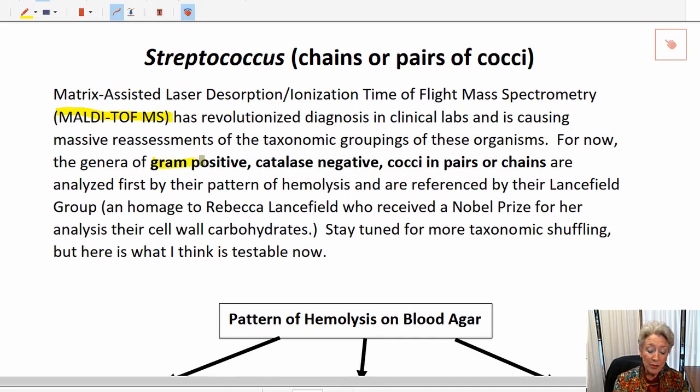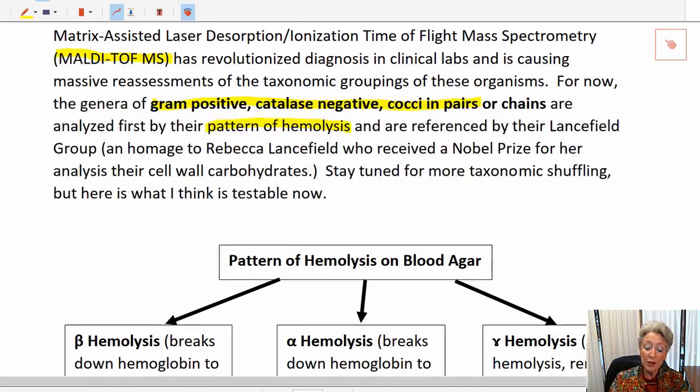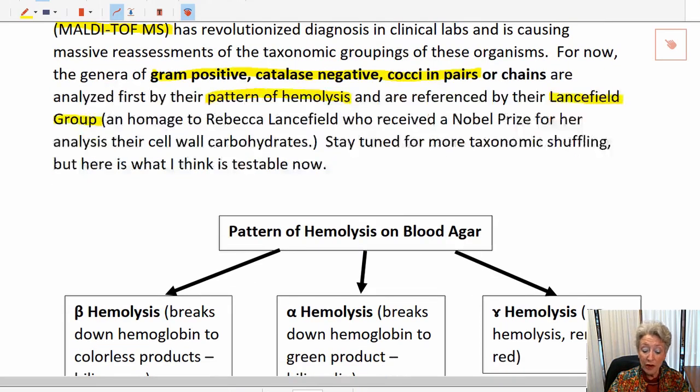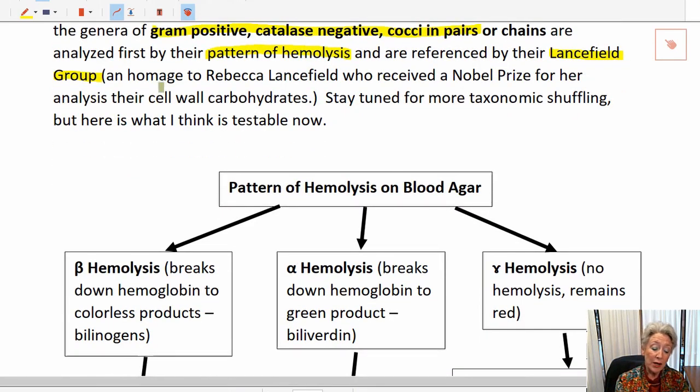So these are the gram-positives, catalase negatives, cocci in pairs and chains. They're first defined by their pattern of hemolysis. Do they make biliverdin? Do they make a colorless product? Do they not degrade blood at all? And then after that, they are put into what we refer to as their Lancefield group, based on the Nobel Prize work that Rebecca Lancefield did to divide these into different groups. And what she did was analyze them on the basis of their cell wall carbohydrates.